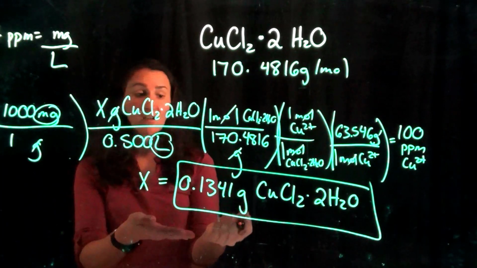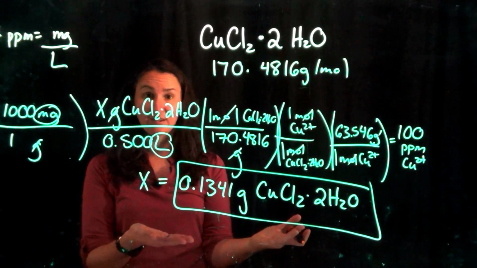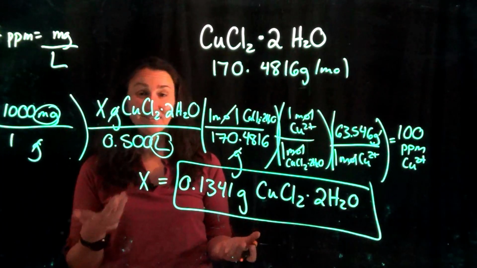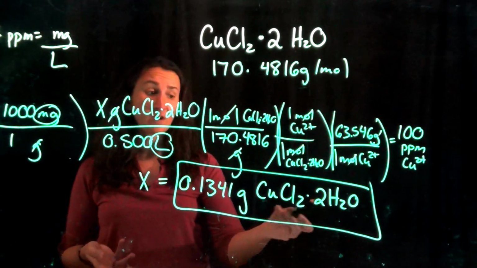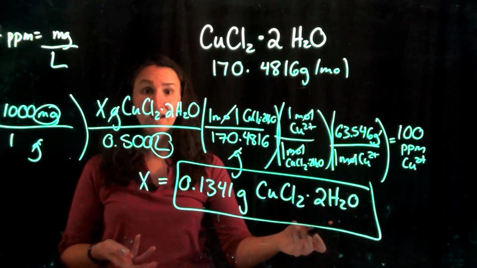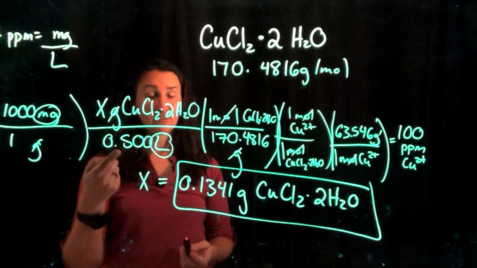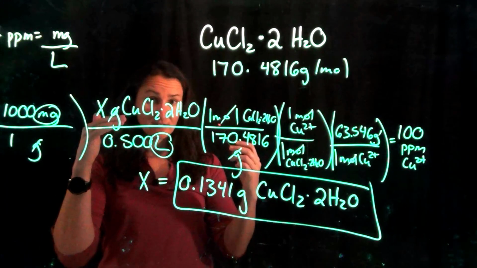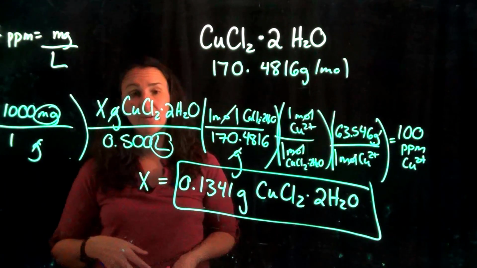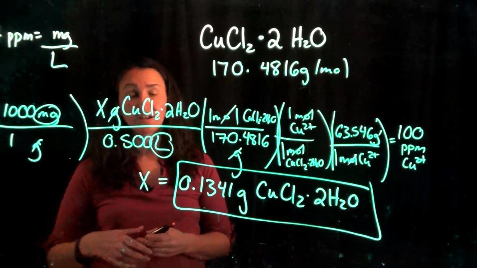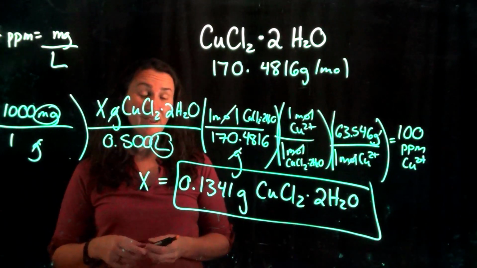But now we need to talk about how I am going to tell somebody to go in the lab and do this. So what I might say, just really simple, is: place 0.1341 grams of copper 2 chloride dihydrate into a 500 milliliter volumetric flask, and then dilute to the mark with water, because that's what the copper chloride is going to be dissolved in. And that would be your final answer.